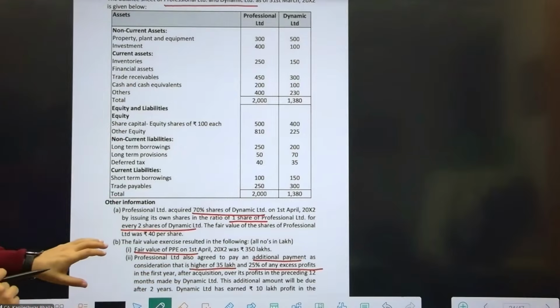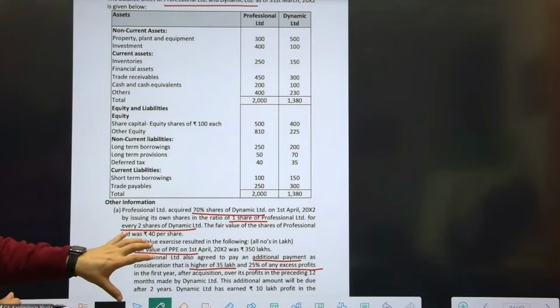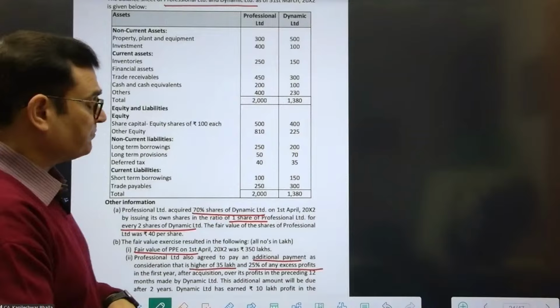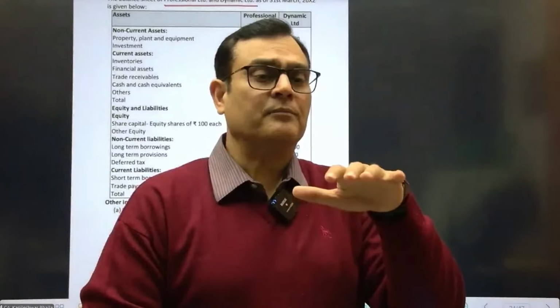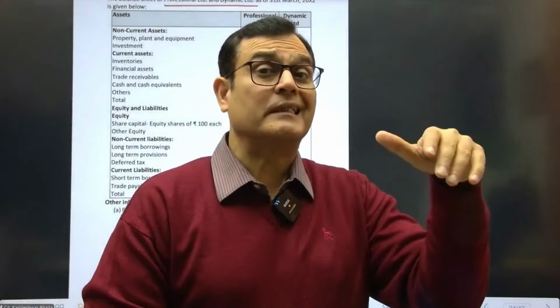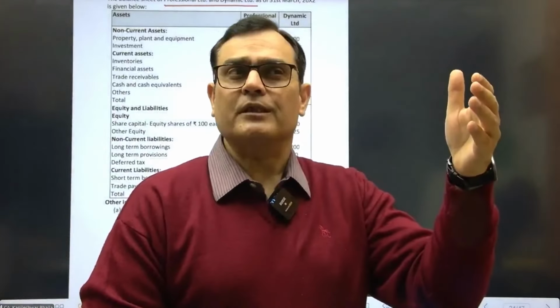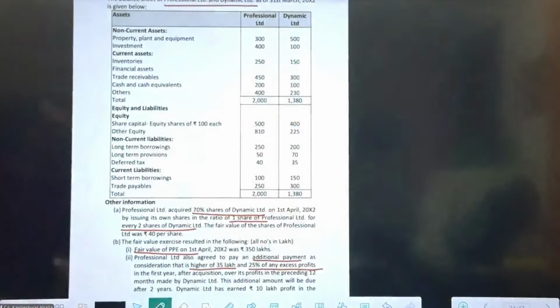So now look at the sentence very carefully. It says Professional Limited agreed to pay an additional amount, which is the greater of the two amounts, 35 lakhs and 25% of any excess profit. Does this mean that you will end up paying 35 lakhs in any case? Because when you say that you'll give them 35 lakhs or 25% of the excess profit, whichever is greater, does this mean that 35 lakhs is bound to be paid? Yes, sir.